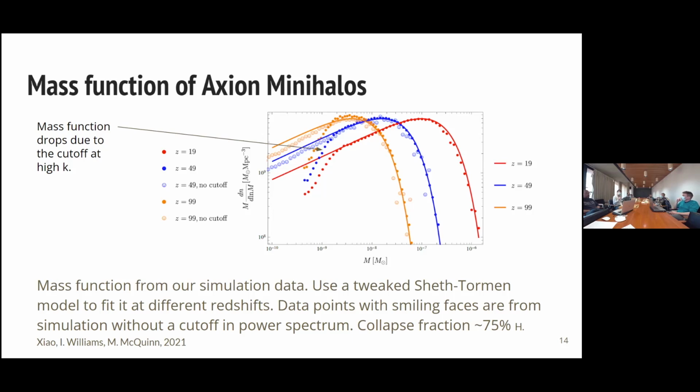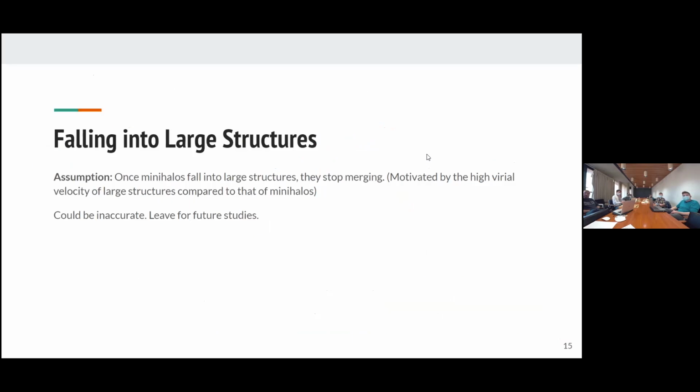Okay, so this tweaked Press-Schechter works amazingly well, and that allows us to extrapolate our result to even lower redshifts, because you can see it agrees well with the simulation data at all different redshifts. However, we have to make an assumption when we do that extrapolation. Once minihalos fall into large-scale structures, they stop merging. This is motivated by the high virial velocity of those large structures. If you simply have two minihalos in a large structure and they encounter each other, because the velocity is so high, it's hard for them to stop each other and merge. Therefore, we assume that at the moment they fall into large-scale structures, their population is frozen and they stop evolving. This model could be inaccurate, and we leave it for future studies.